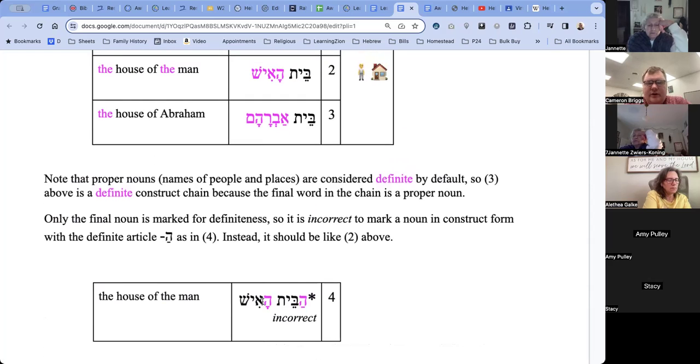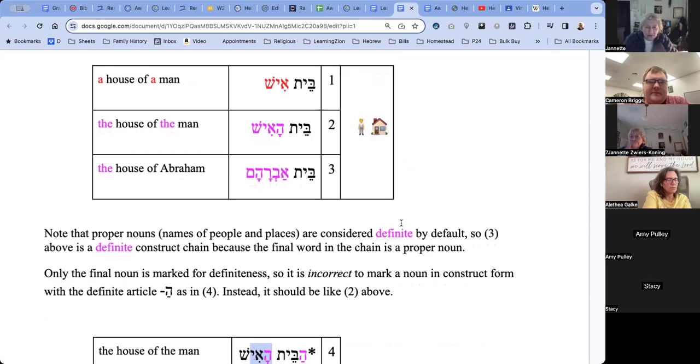And so when we do a construct form, only the final one needs the article, if it does indeed need an article. Okay, I'm seeing it now. It took me a second to realize the first one was in construct form. I'm like, but it's not. Okay, I see it. And so here with number 1, I think that's important as well, because if we're doing beit ish, we're assuming a house of a man. So we're in this indefinite kind of a place, versus this is definite. It's this house of that man kind of thing.